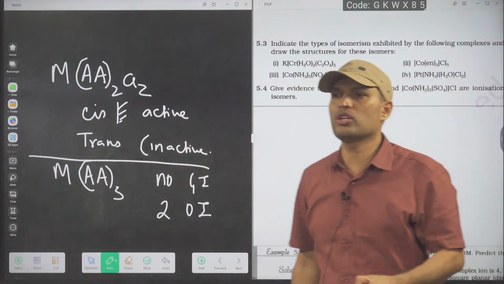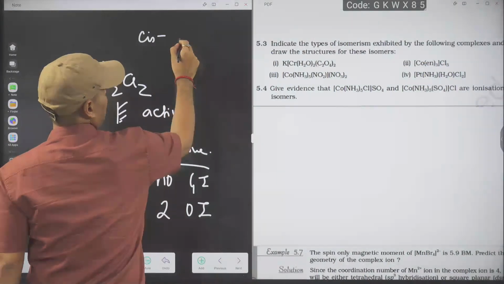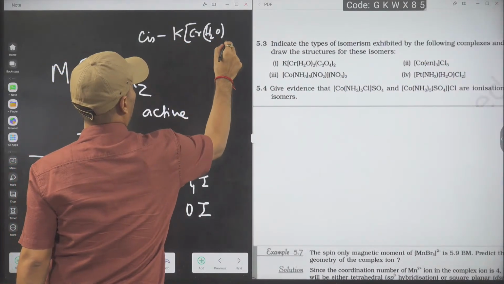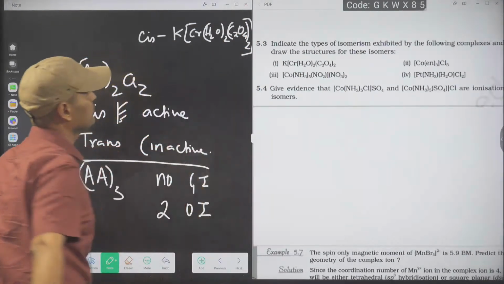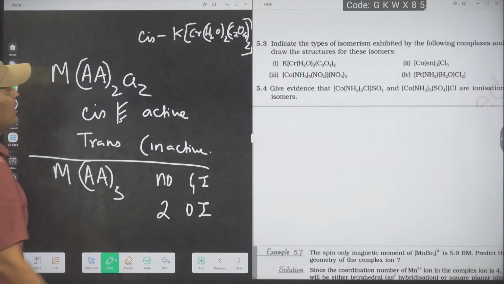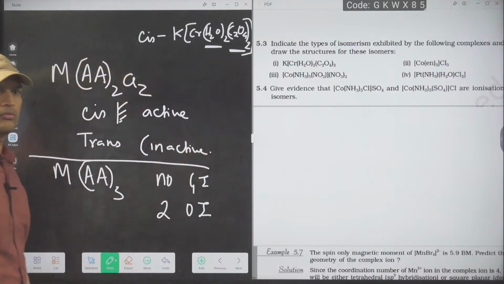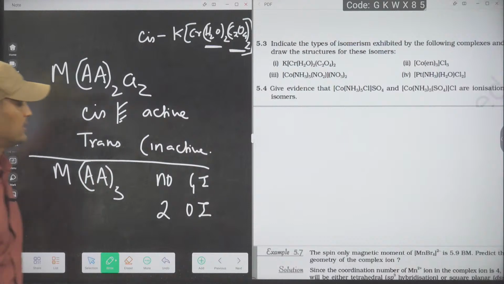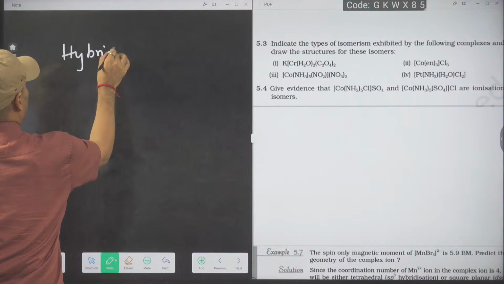They will ask you a question, which of the following compounds is optically active, and one of the options will be cis-K[Cr(H2O)2(C2O4)2]. This will be there, so you will have to identify this is M(AA)2 A2. So cis and trans, cis active. Now the last part, that is your hybridization.